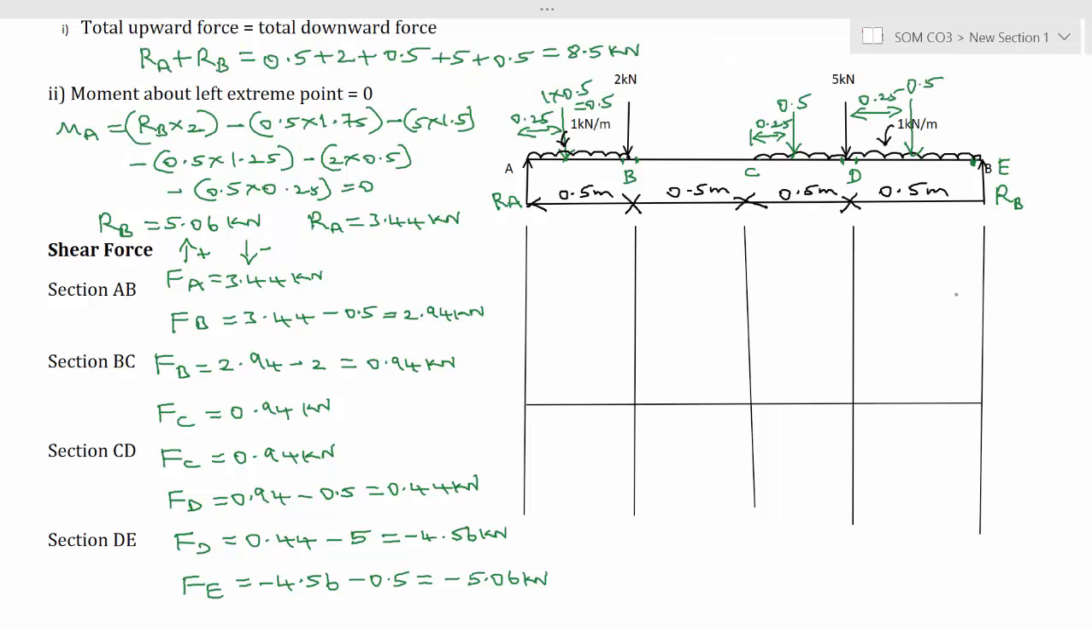We'll start from section A. At A, the shear force is 3.44 kilonewton. And at B, it reduced to 2.94. Then at B, it is again reduced to 0.94.